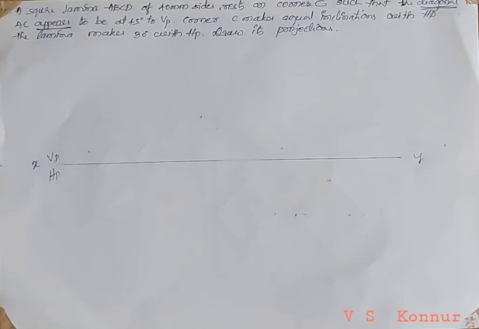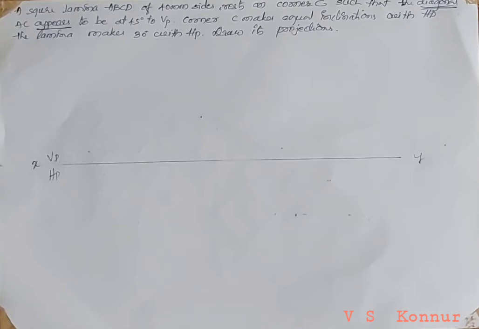AC is appearing means directly there is no locus line in the problem. If appears is not there in the problem, then you will get the locus line. Here diagonal appears to be inclined to VP at 45 degree. The corner C makes equal inclination with HP. The lamina makes 30 degree with VP. Right, this is the given problem.